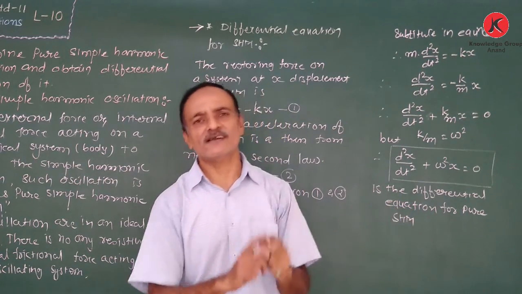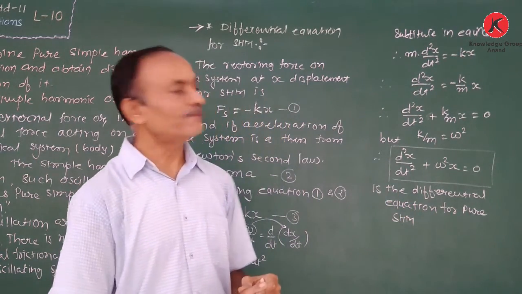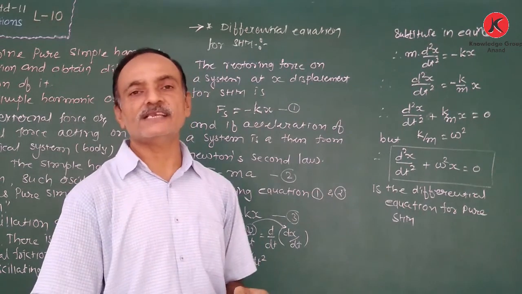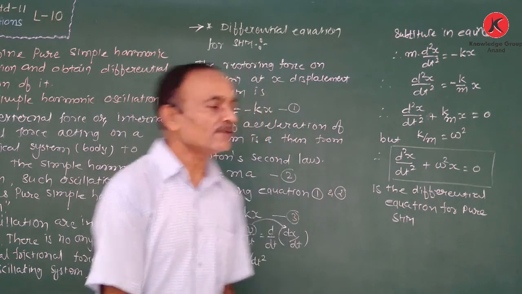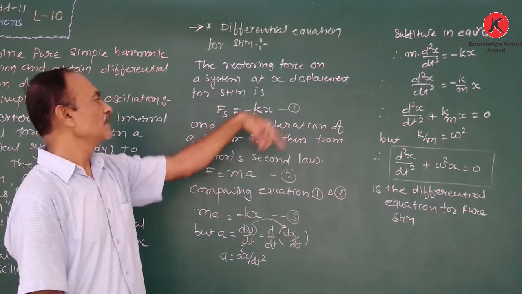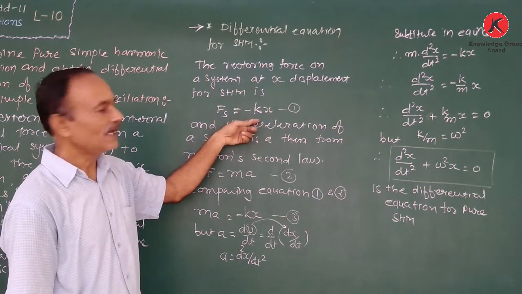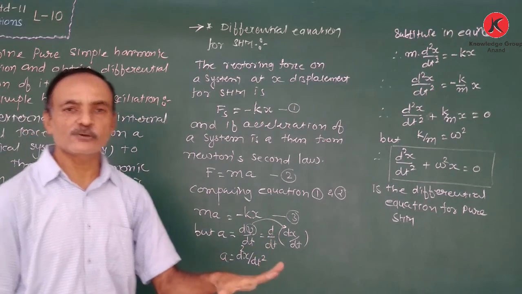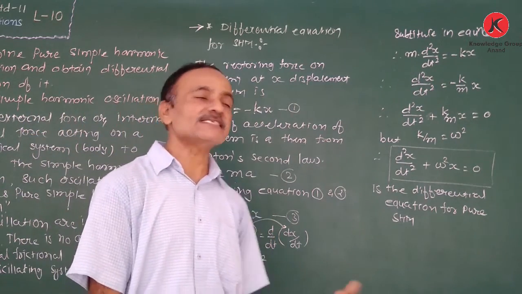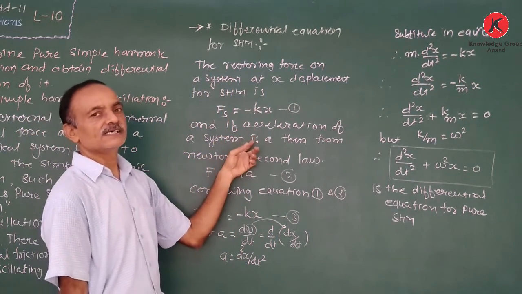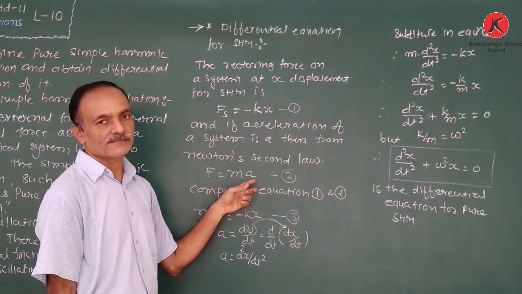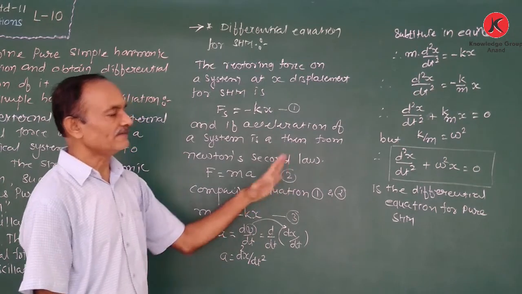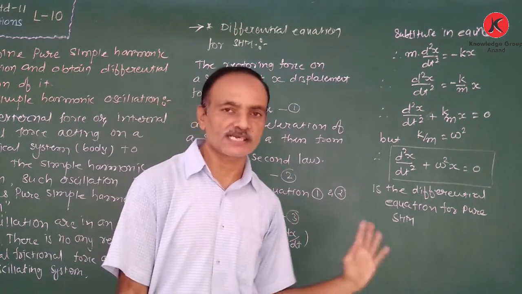The same method we have to use to obtain the differential equation for damped oscillation and forced oscillation. In damped oscillation, how many forces act? First, the restoring force, and also another, the resistive force. The addition of these two forces we have to compare with F is equal to ma. After that, we are going to discuss damped oscillation.